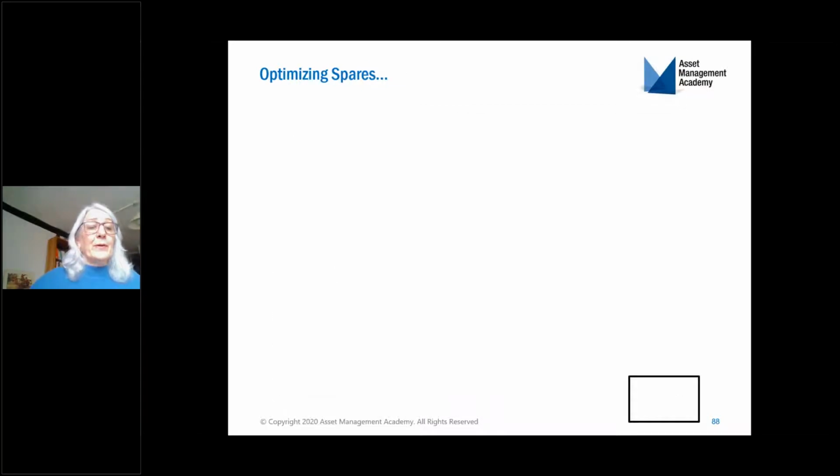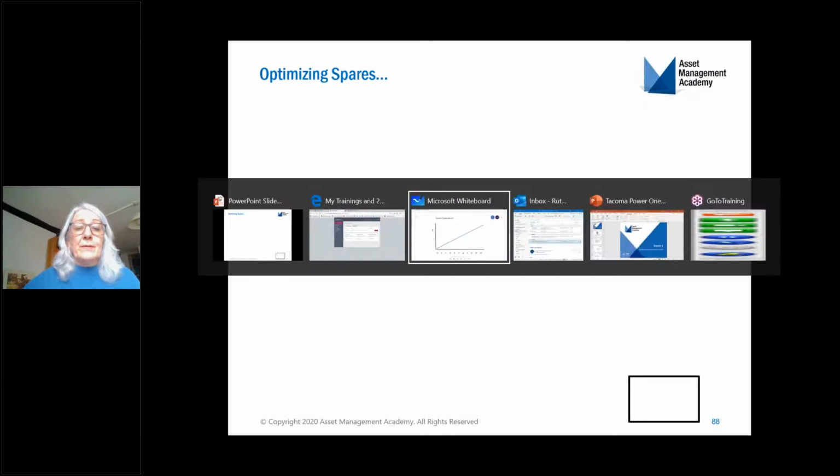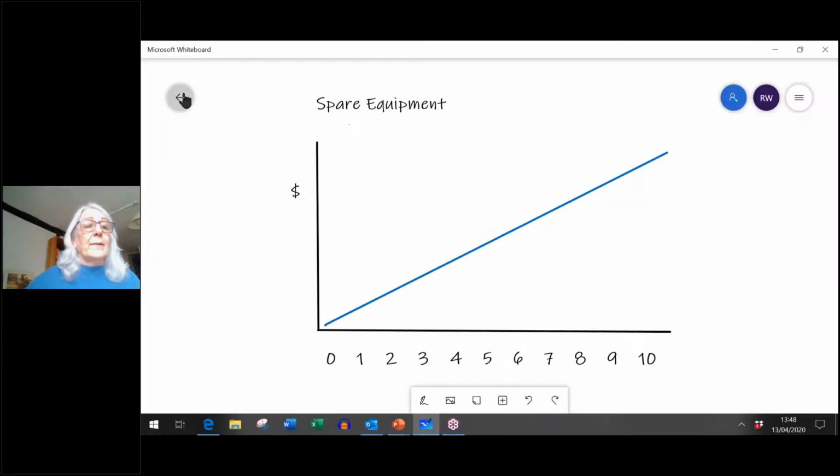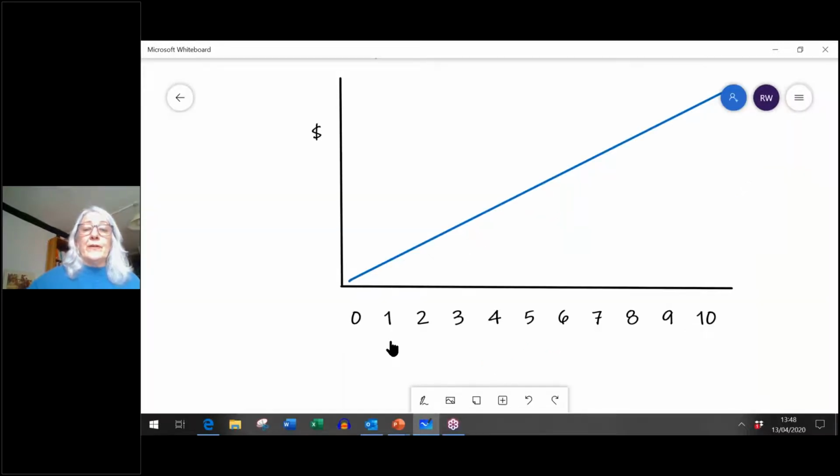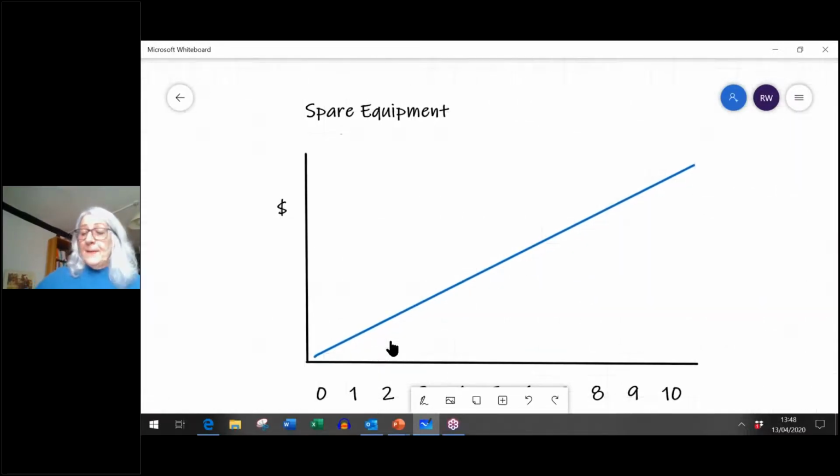So I want to now move to another example of optimizing, because we can use the same principle for other decisions. And here I'm going to move us to Microsoft, a virtual whiteboard, and I want to look at the question of optimizing spares. I think this is perhaps even the simplest example of cost-risk optimization.